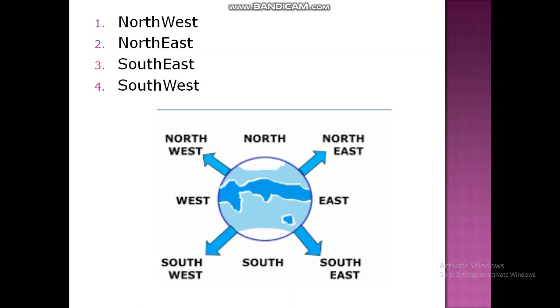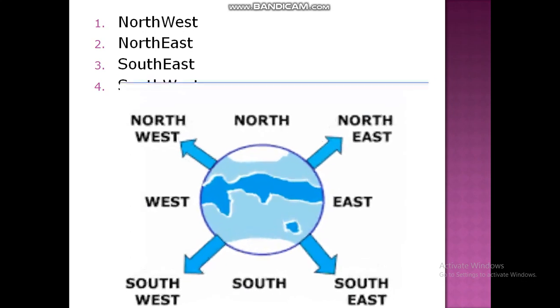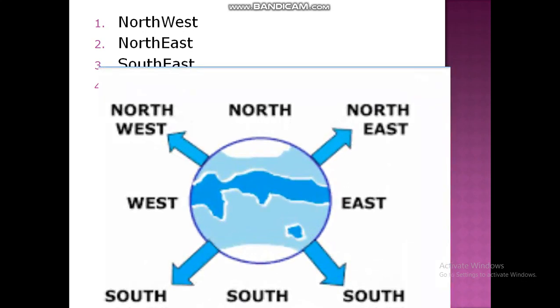Once the four directions are known, it is easy to identify the other four sub-directions. Between the north and the west lies the northwest. Between the north and the east lies the northeast. Between the south and the west lies the southwest. Between the south and the east lies the southeast.